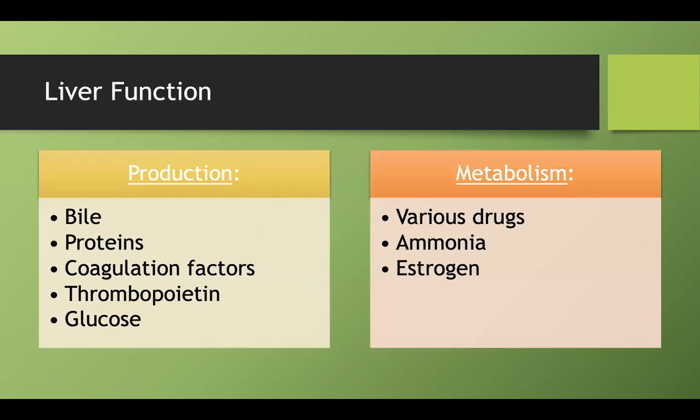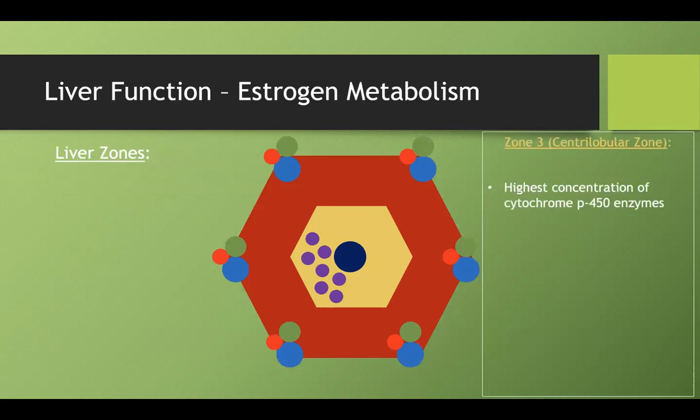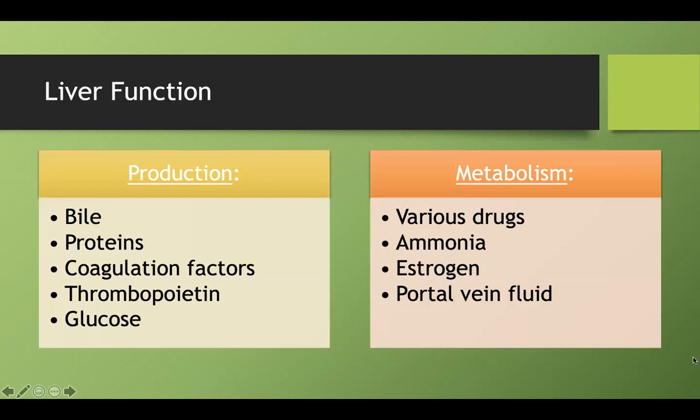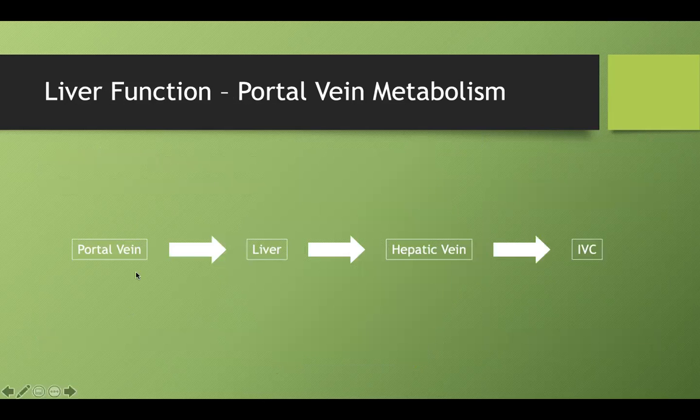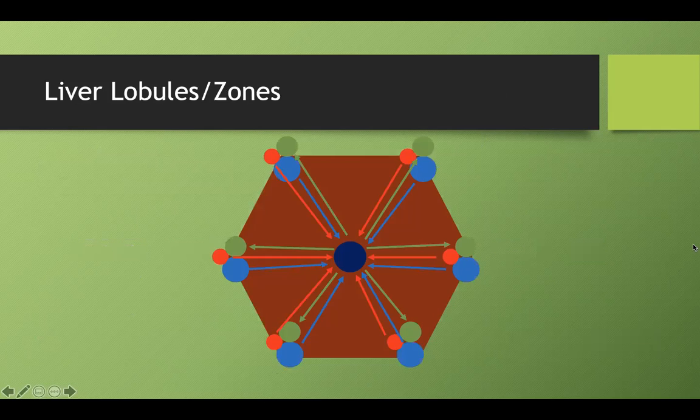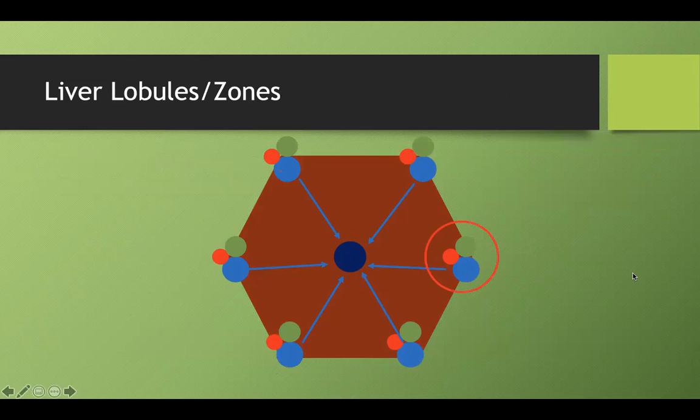The liver also helps to metabolize estrogen, and that's through the same P450 enzymes that we discussed earlier for other drugs. It's really important for portal vein fluid as well. As you can see, all of the portal vein fluid ends up coming into the liver, so we need the liver to metabolize all that. And again, you can see all the portal vein fluid draining from here, the portal triad, into the central vein.